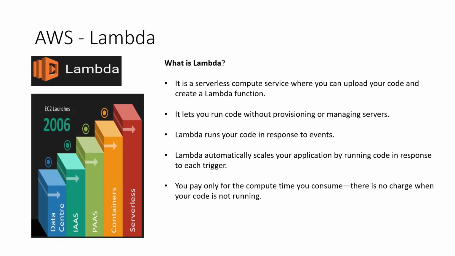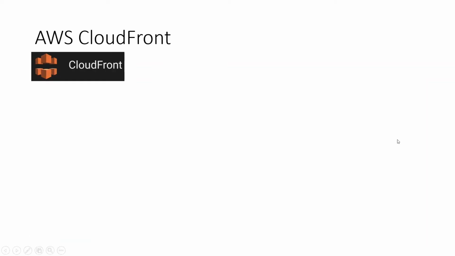Lambda runs your code in response to events. Events can be anything, as simple as a file upload to Amazon S3 or simply a message published to Amazon SQS or managed streaming for Apache Kafka. Lambda automatically scales your application by running code in response to each trigger. You pay only for the compute time you consume. There's no charge when your code is not running.